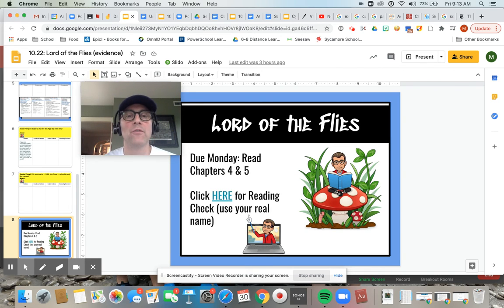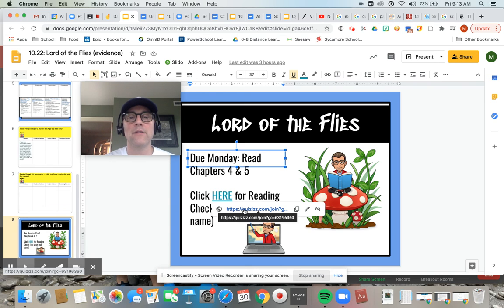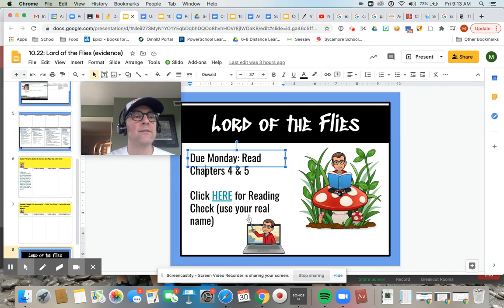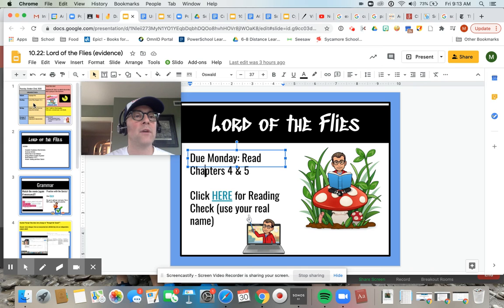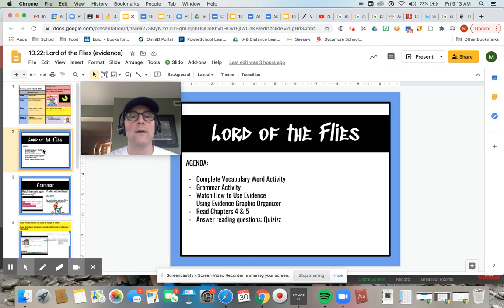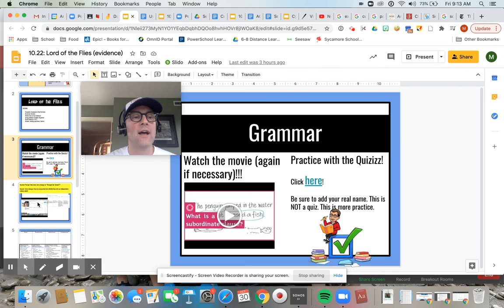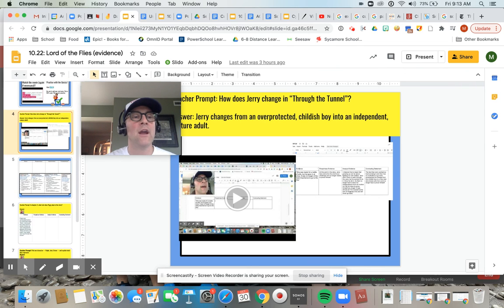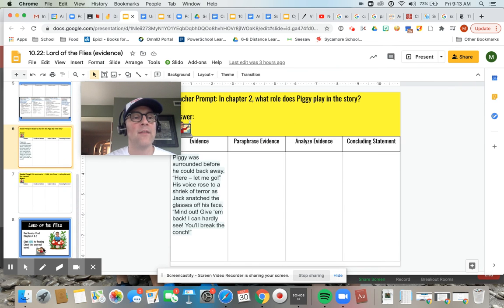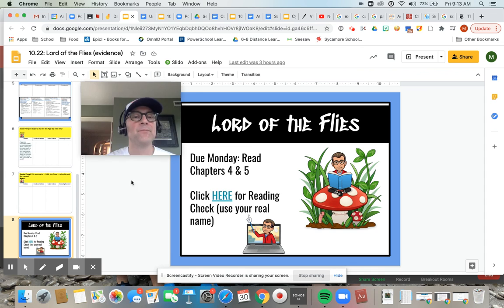So then they read chapters 4 and 5, and then they do a reading check where they click here. It's another quizzes. I've become a fan of those, and it's fairly straightforward. So this is an asynchronous lesson that can work at home and really at school as well, where students go through the slides and have different vocabulary, grammar, writing, and then a reading activity.